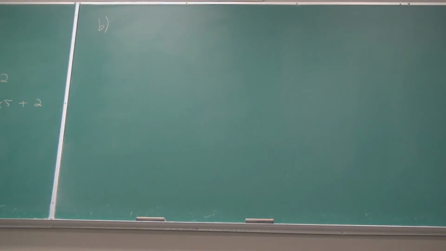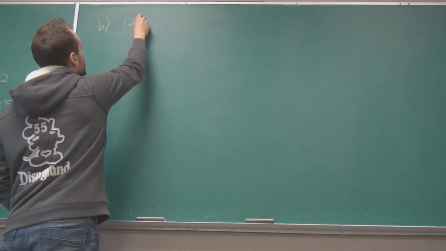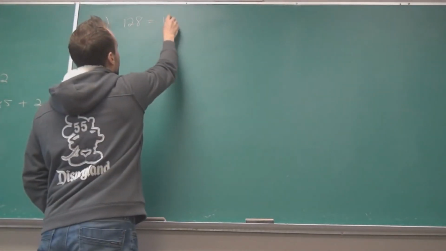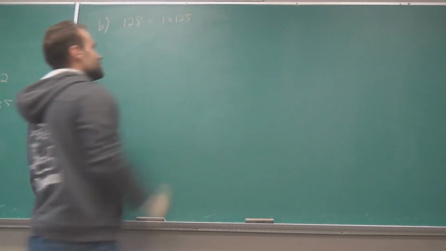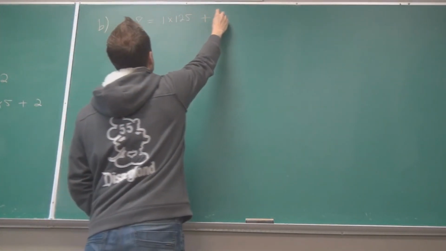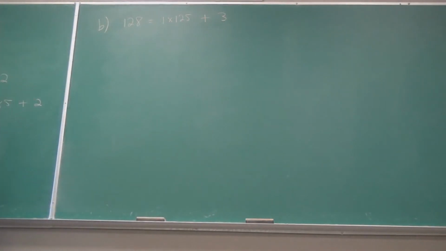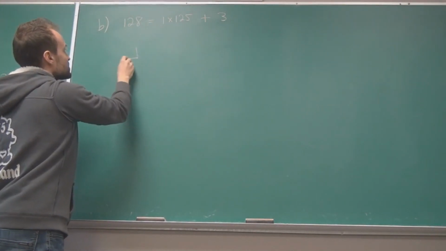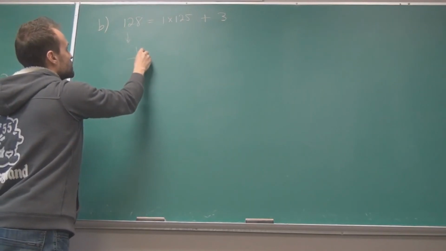128. 128, I have to break up according to these 5s. So what is the biggest grouping, let's call it, that I can fit in? 125. I can fit in 125. And then I only have 3 left. So that'll be a foot and 3 rocks.